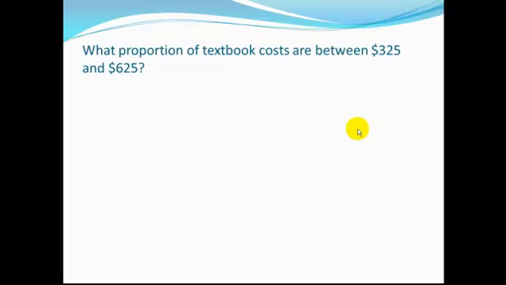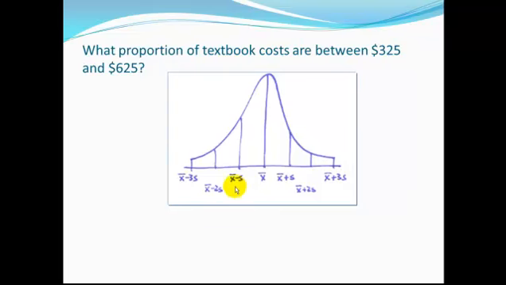What proportion of textbook costs are between $325 and $625? Well, to solve this question, we're going to start with the empirical rule. And again, let me go get a pen. This one is the most difficult, and I think I want to do it in red again. If I can get there. Here we go. This is the most difficult of the problems. All right, should have a red pen now.